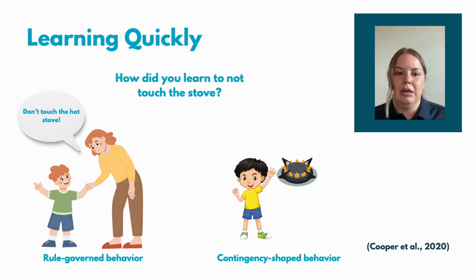So things like maybe our mom, or dad, or our caregiver tells us, don't touch the hot stove. Maybe you learned that through rule-governed behavior, so someone told you not to touch the hot stove, and you never did it. Or maybe you learned it through contingency-shaped behavior. Contingency-shaped behavior is shaped by those consequences. So maybe you actually did touch the stove, and it was hot, and now you didn't ever touch it again. So we can learn both through rule-governed behavior and contingency-shaped behavior.